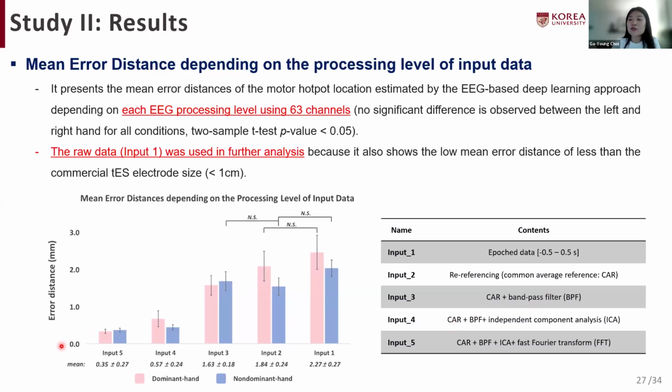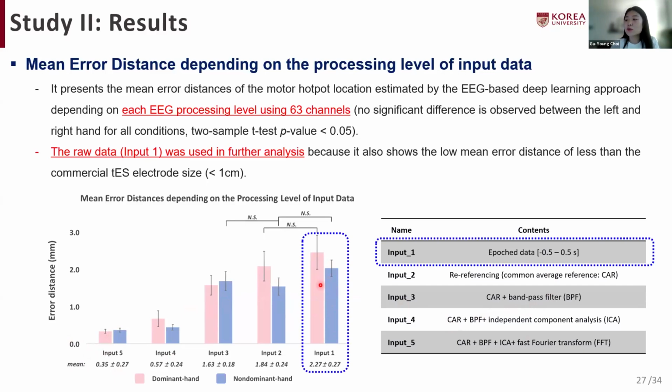The error distance gradually increased as the feature engineering was reduced, but even with the low data input, in the case of input 1, it showed the largest mean error distance of 2.22 millimeters. This error distance is still practically usable considering the diameter of a commercial TES electrode. Given that the error distance of the motor hotspot identified by input 1, the low data, was acceptable in practicality, the low data was utilized for subsequent analysis.